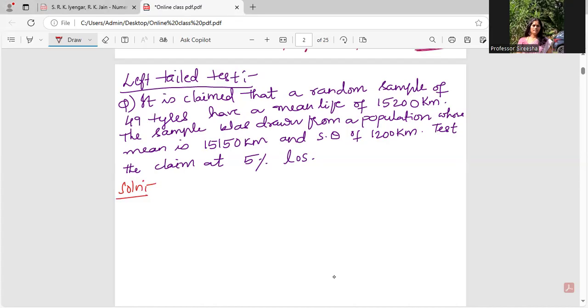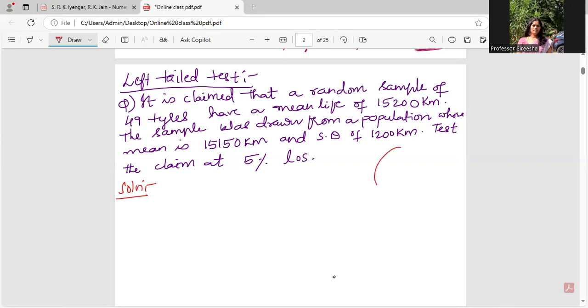Okay, we have another problem, which is on a left tail test. It is claimed that a random sample of 49 tires has a mean life of 15,200 kilometers. The sample is drawn from a population whose mean is 15,150 kilometers and standard deviation is 1200 kilometers. Test this claim at 5% level of significance.